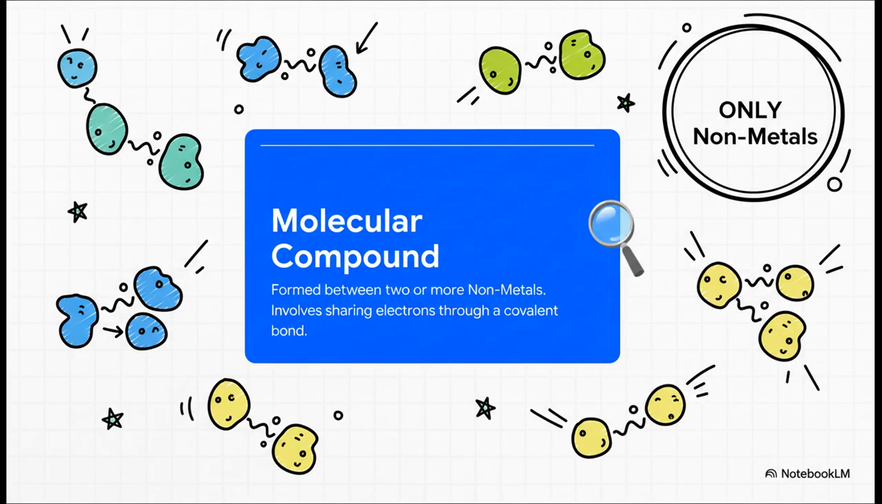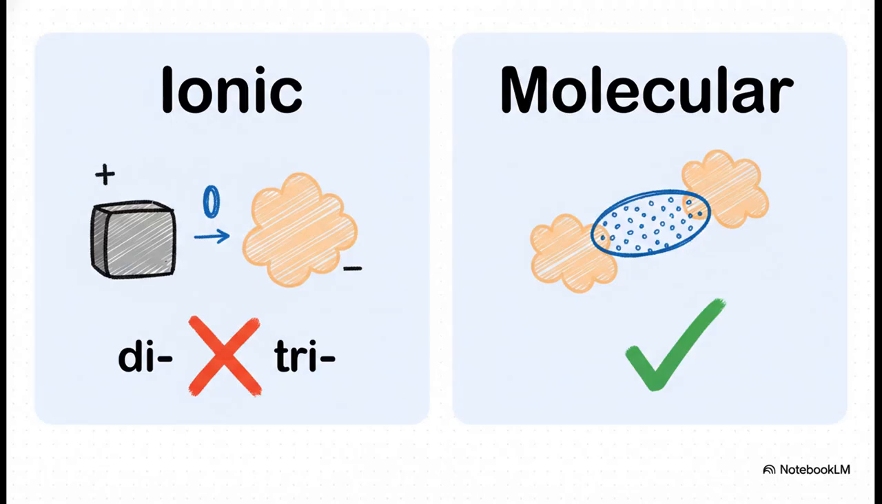The key thing to remember is right there, metal plus nonmetal. And the second family? Molecular compounds. These happen when 2 or more nonmetals get together, but instead of transferring electrons, they share them. The most important rule here, it's nonmetals only. Okay, pay attention, because this slide has the single most important rule of the entire system. Look at the left. For ionic compounds, we do not use prefixes. But on the right, for molecular compounds, we always use them. That is the core secret.